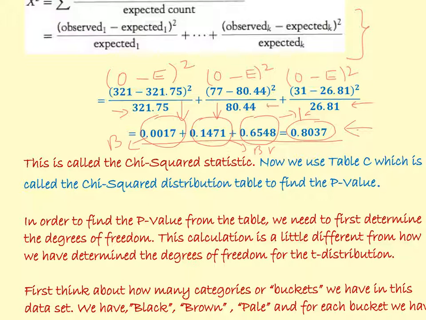of freedom. Once we have the degrees of freedom, we know exactly which row to refer to in table D. Sorry, this is not table C, this is table D that we have to look at, which is the chi-squared distribution table.